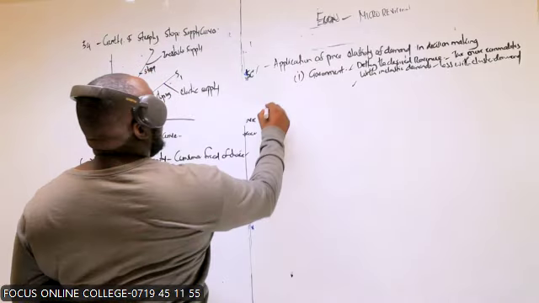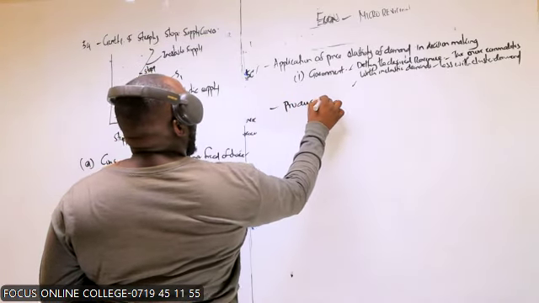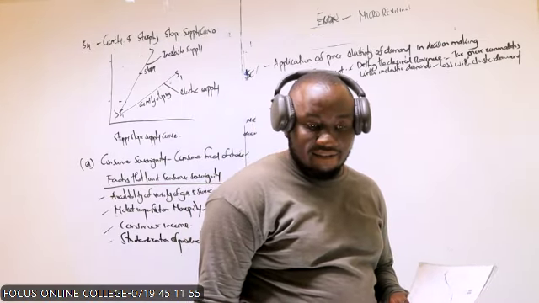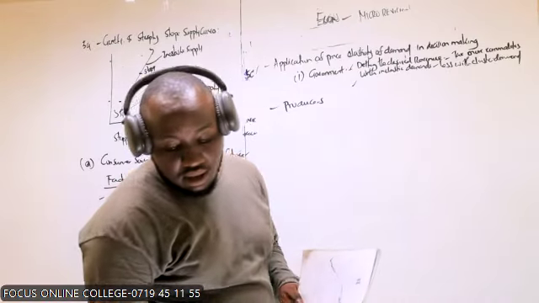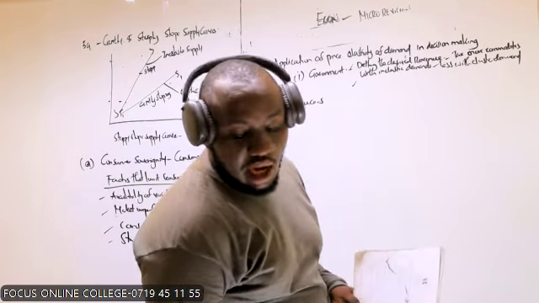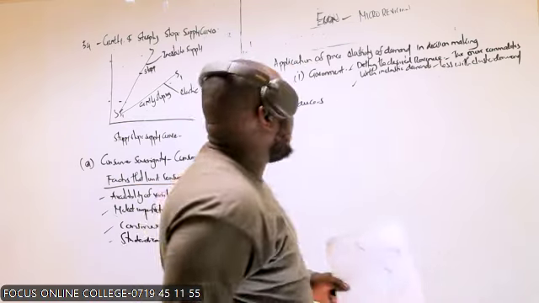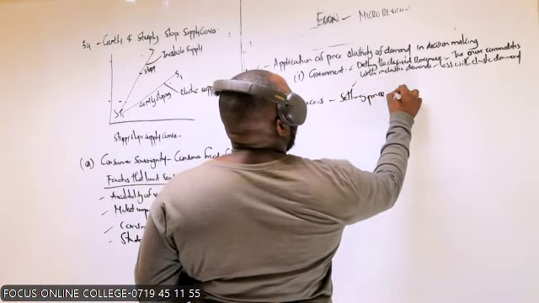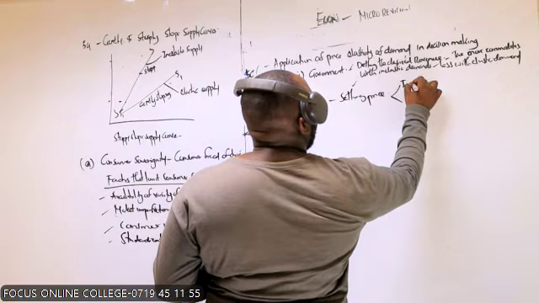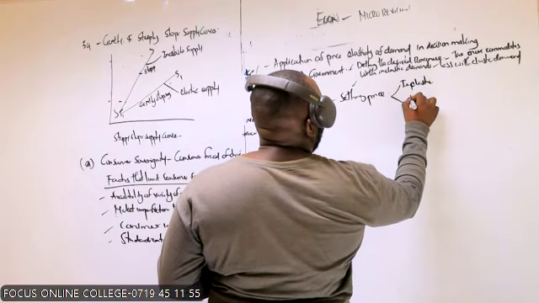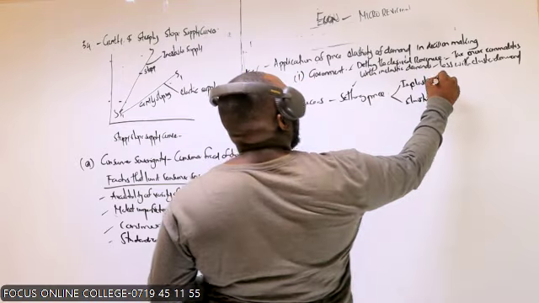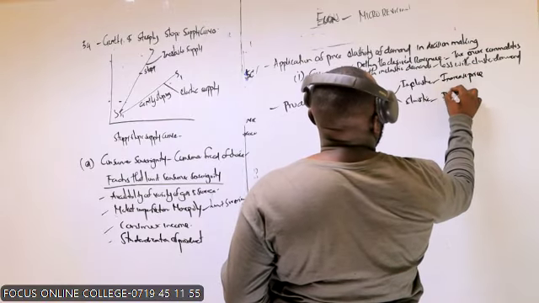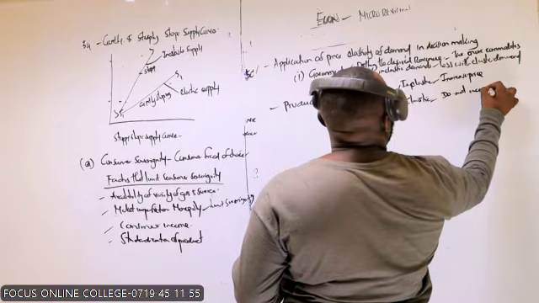Then you have the producer. How would producers use price elasticity of demand? In setting prices. For inelastic demand, you can increase the price. For elastic demand, do not increase the price.